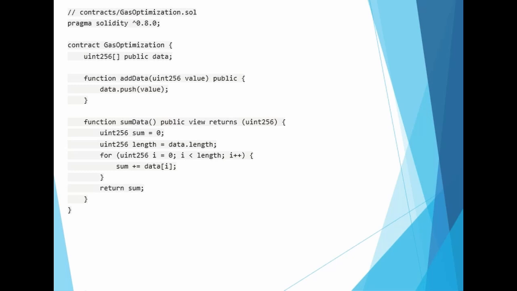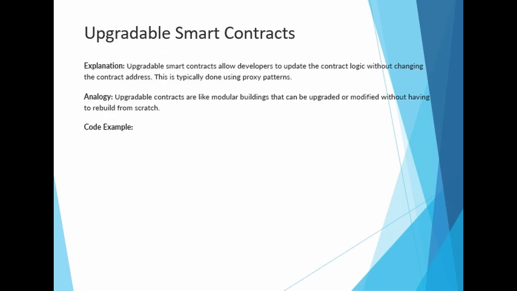The loop also has been optimized, and the loop iterates over the array elements and accumulates the sum. Using a local variable for the loop index and array length helps minimize gas usage. Upgradable smart contracts are mutable and can be easily used to remove any bugs without changing the main functionality.